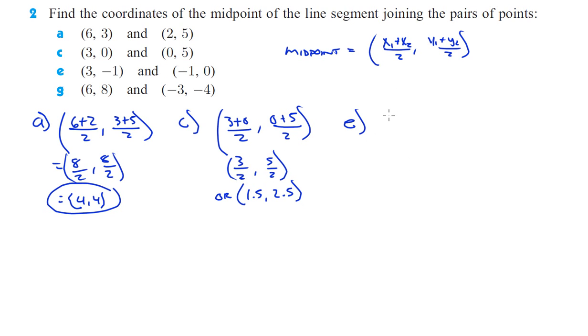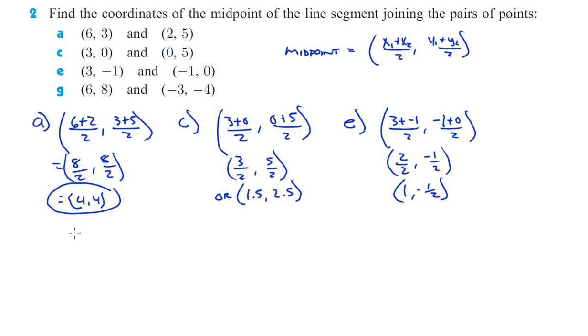E, we've got 3 plus negative 1 over 2, and then we've got negative 1 plus 0 over 2, so that gives us 2 over 2, and that gives us negative 1 over 2, so we have 1 and negative 1 half, or 1 and negative 0.5, either way.